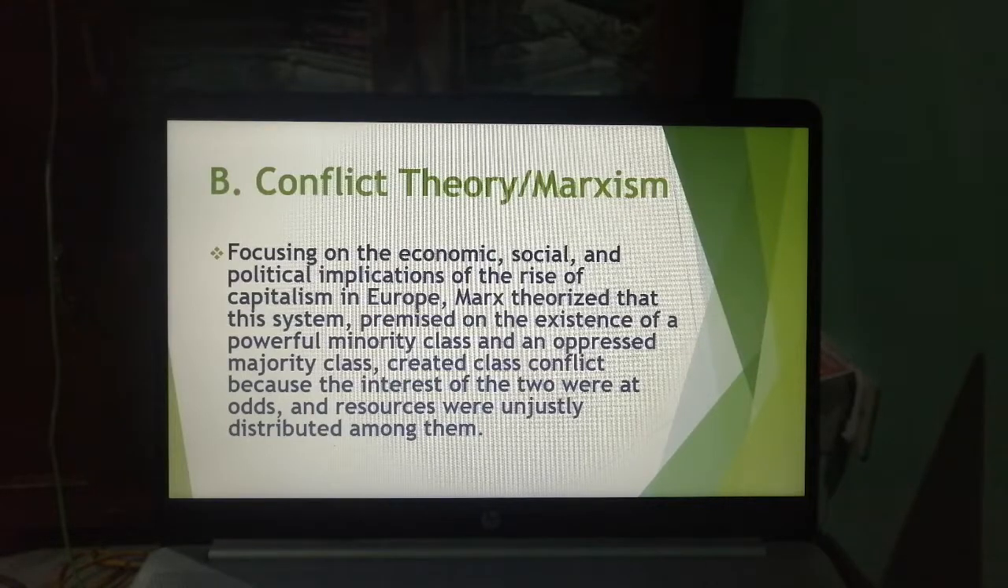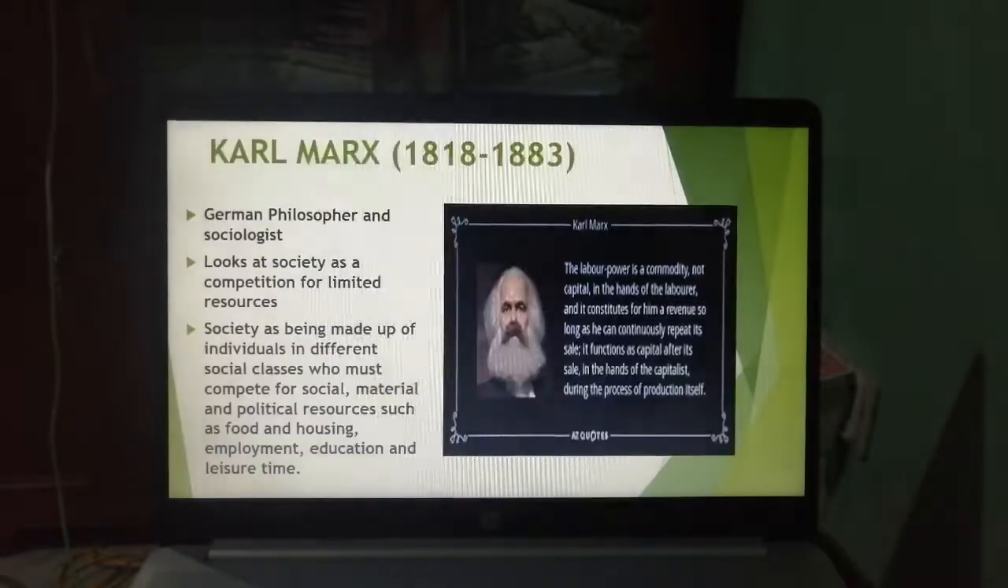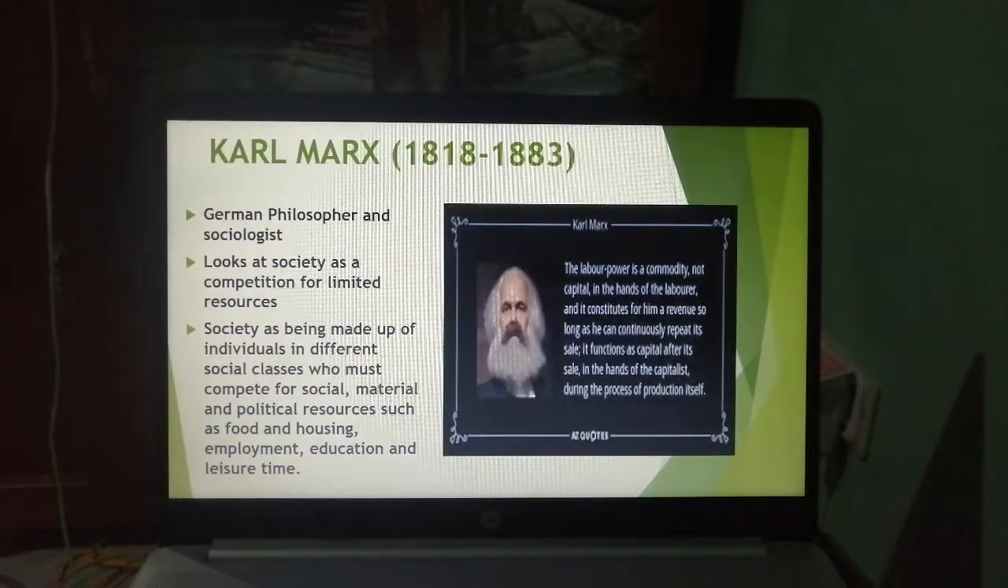Marx theorized that this system is premised on the existence of a powerful minority class, the bourgeoisie, and the oppressed majority class, the proletariat. This created class conflict because the interests of the two were at odds and resources were unjustly distributed among them. Karl Marx is the proponent of this theory.